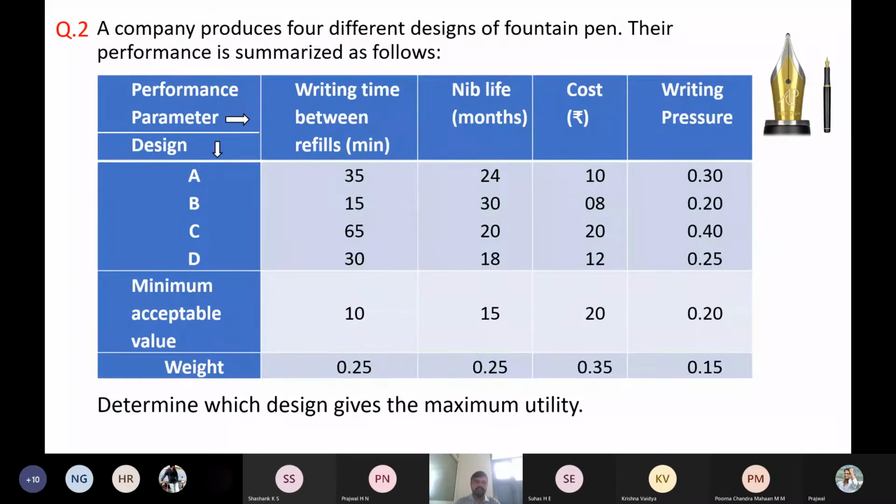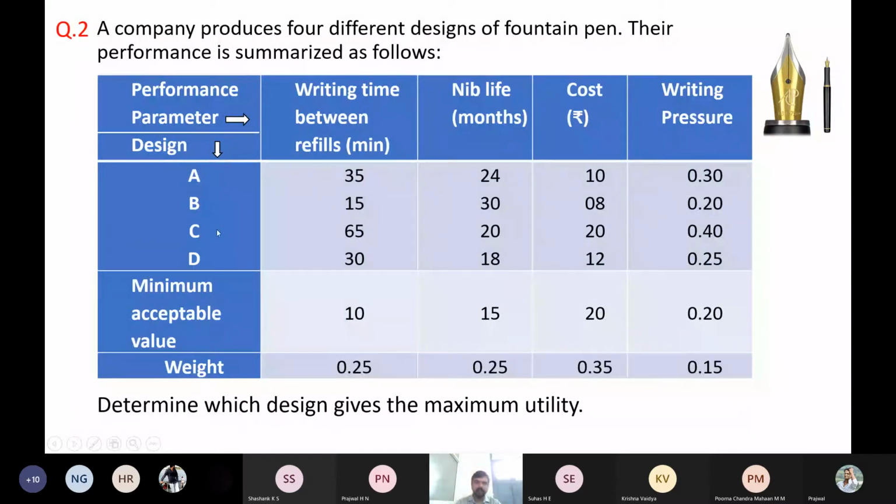Here, this is a problem related to an ink pen or fountain pen. A company produces 4 different designs of fountain pen. Their performance is summarized as follows. Here the parameters are writing time between refills, nib life, cost and writing pressure. There are 4 designs: A, B, C, D are the 4 alternatives.